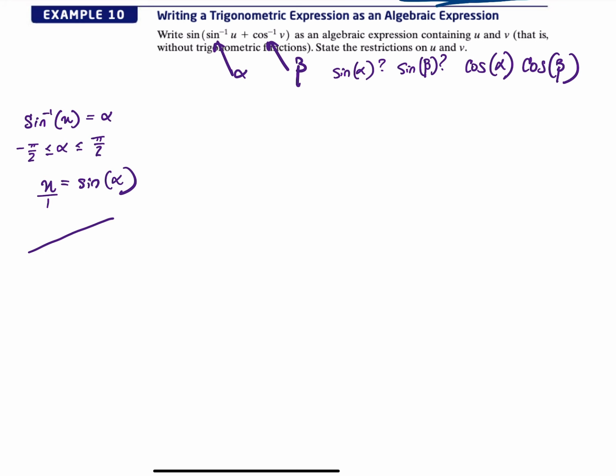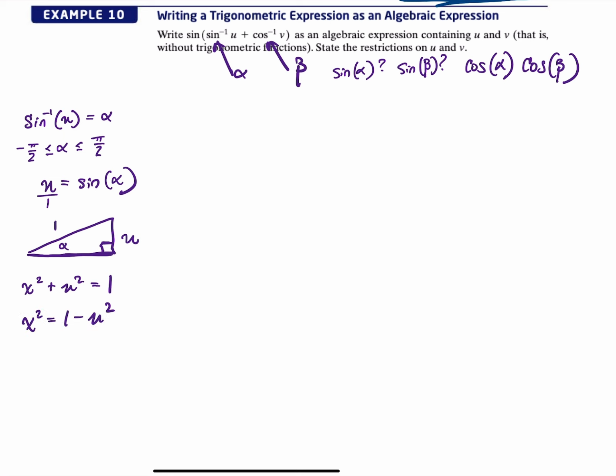So imagine some triangle. We'll call this angle alpha. Sine is opposite over hypotenuse, so this will be u. Hypotenuse will be 1. And let's solve for this unknown side. I'll call it x. You can say x squared plus u squared should equal 1, using the Pythagorean theorem on this triangle. Then we just need to subtract the u squared over. So x squared will equal 1 minus u squared.